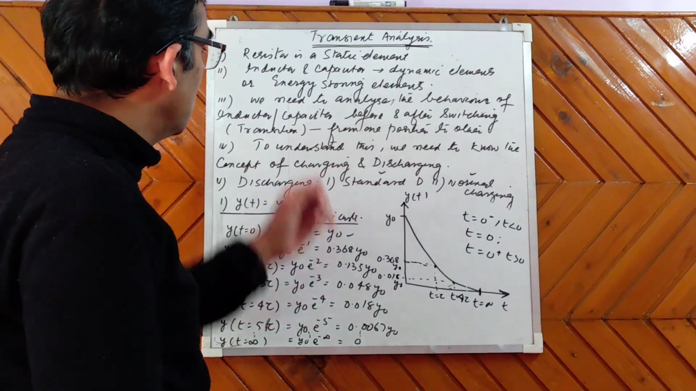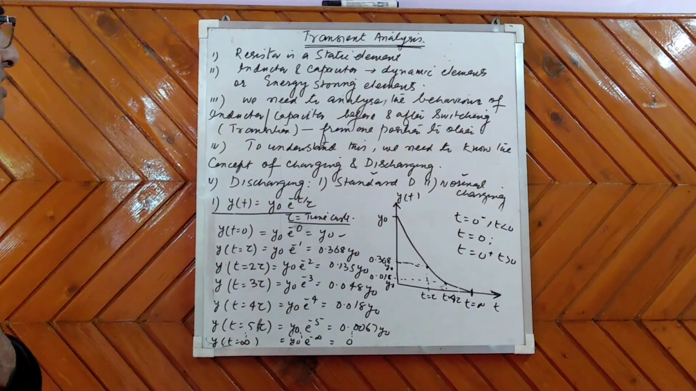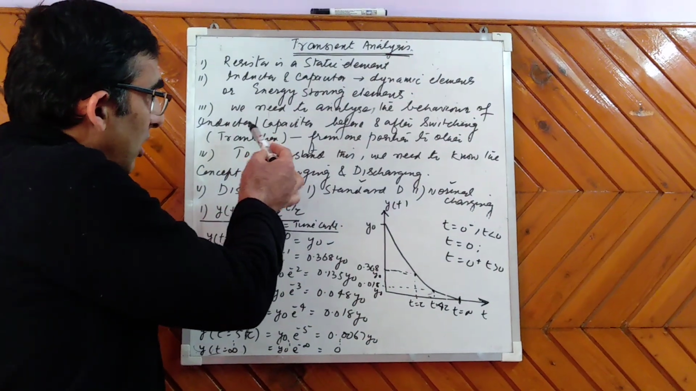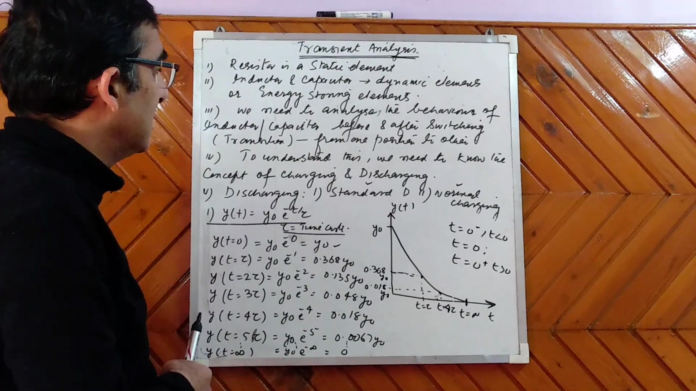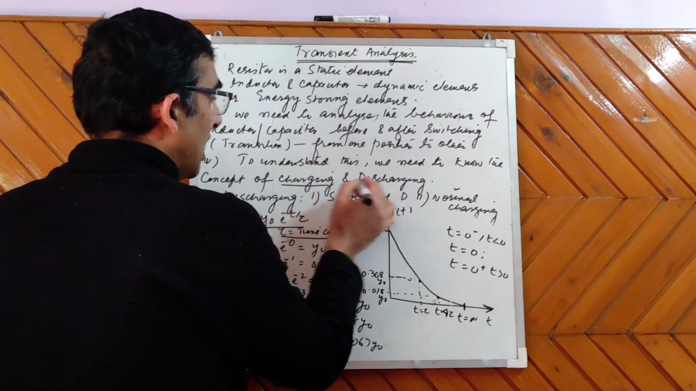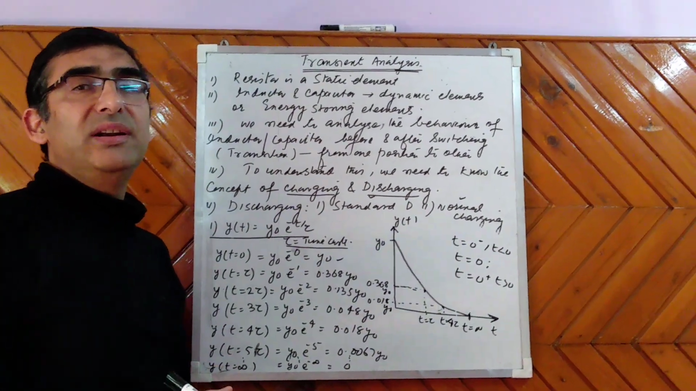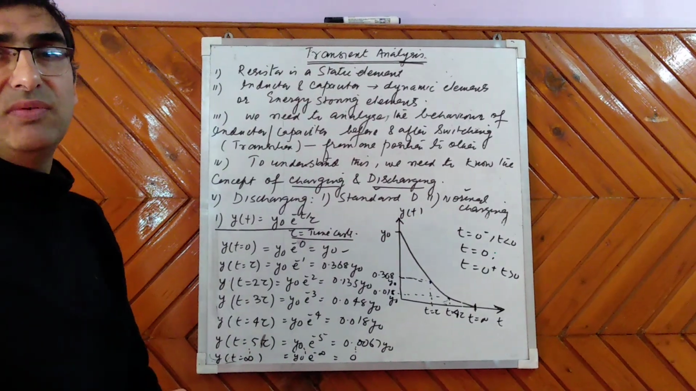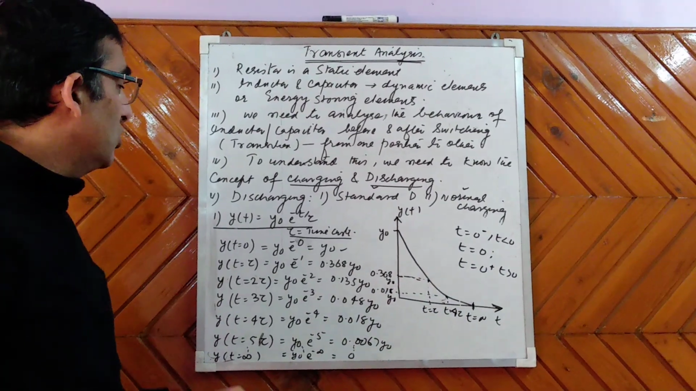So to understand this transition from one position to another, we have to understand it for the inductor and capacitor. In order to understand the transient analysis, we need to understand two phenomena: charging and discharging. First of all, we'll be generally dealing with charging and discharging. We'll take the standard and the normal discharging equations, and we'll see what is the standard charging, what is the standard discharging, and so on.